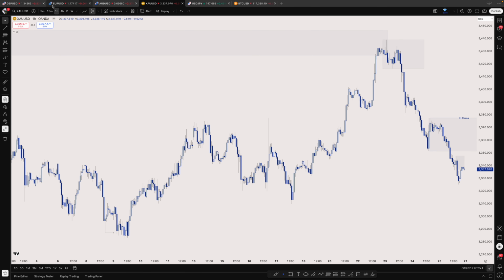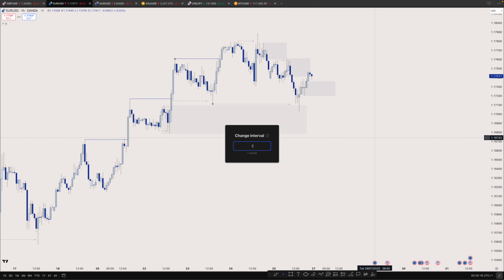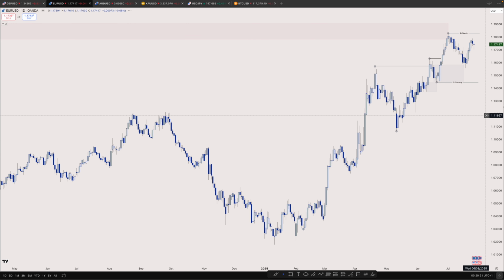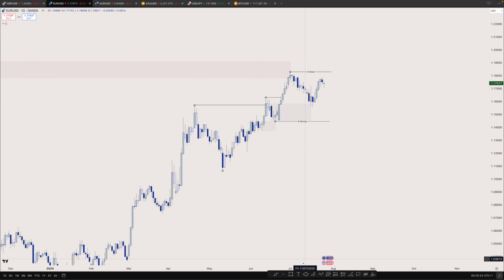Euro dollar looks really clean, right? And the pound dollar also looks really clean. I really want to see that high taken out before we see that deeper pullback on the euro dollar. Can be interesting to see.